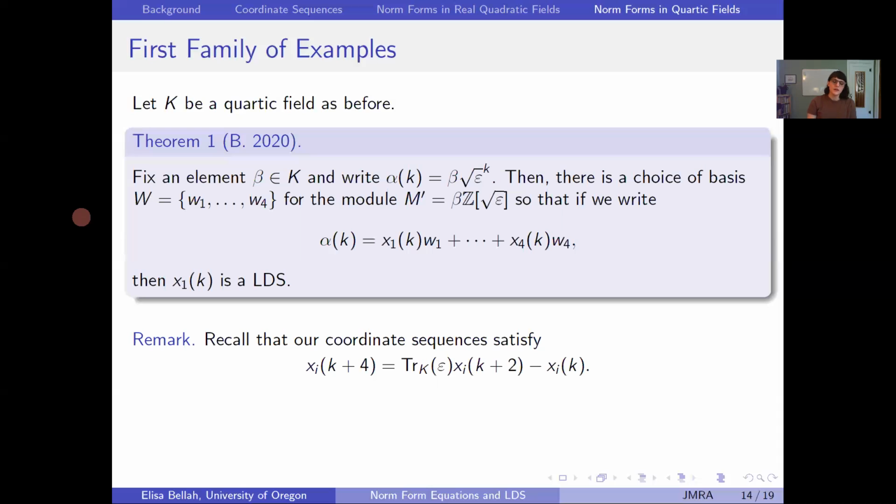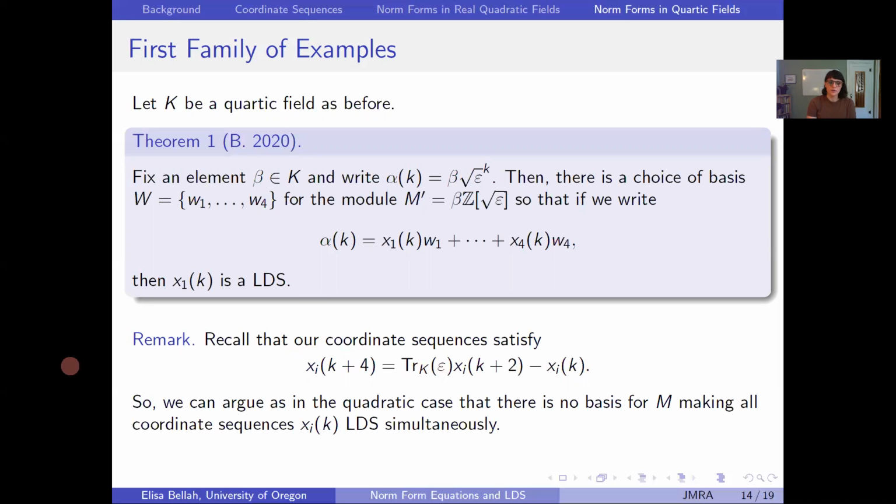I'll show you the proof to this in a second, but just a quick remark similar to before. Since we know our coordinate sequences satisfy this recurrence here, the thing to note is that you have this order 2 linear recurrence subsequence sitting inside of it. And so you can argue, just as in the quadratic case, that if you wanted to make all of your coordinate sequences linear divisibility sequences simultaneously, that would force alpha k to be the 0 sequence, which is not very interesting. So my theorem says that you can do one at a time. Okay, so let me give you the proof of this theorem. It's actually pretty short once you have the lemma from the previous slide.